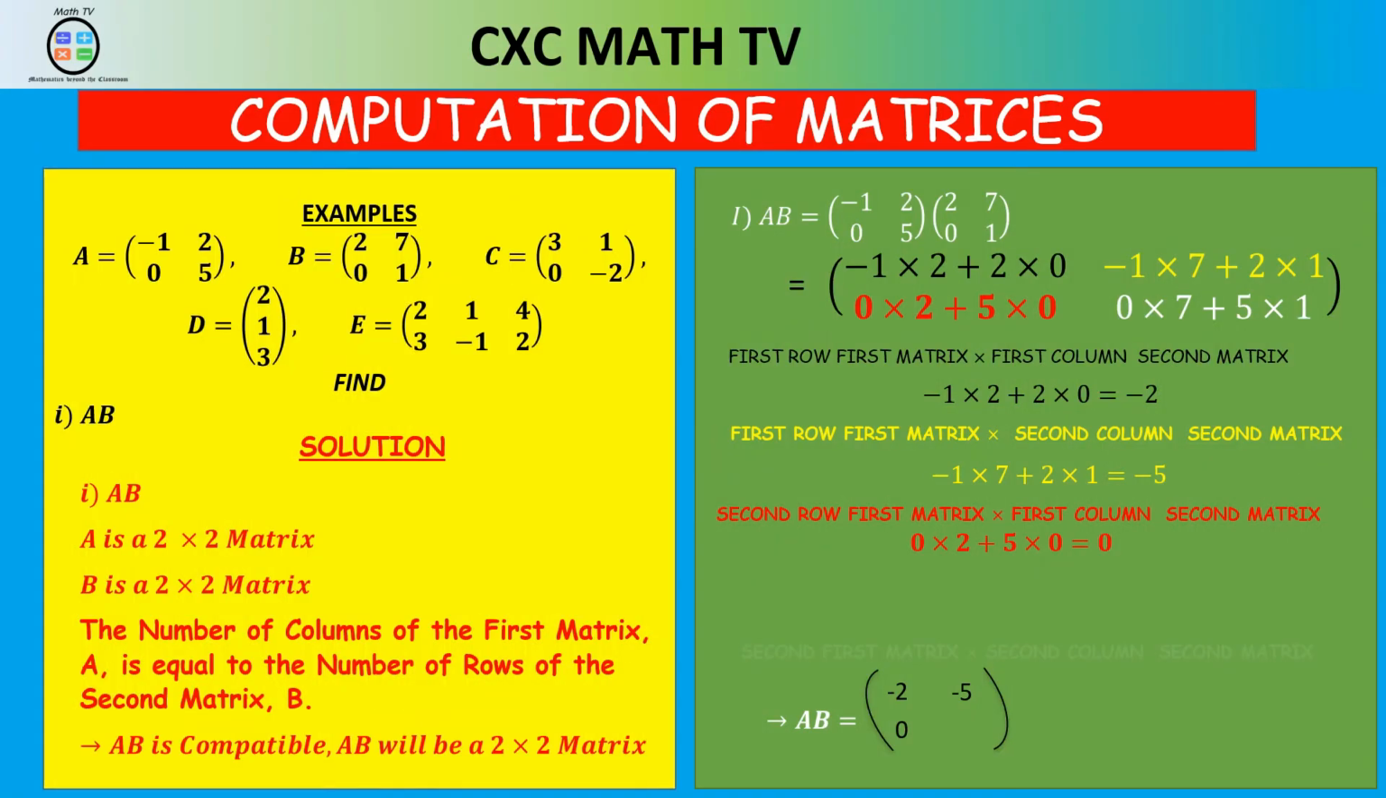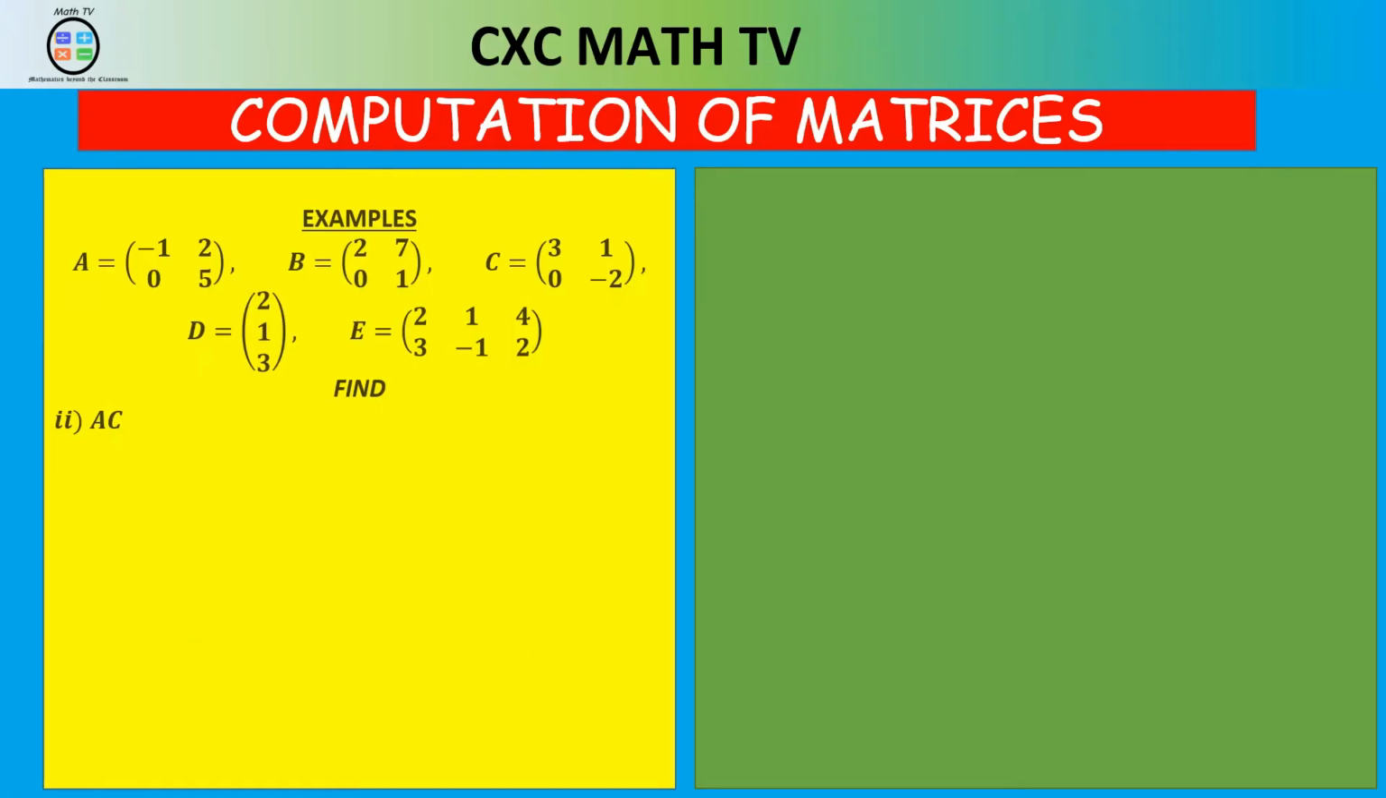Then finally we'll go second row times second column. Second row of the first matrix times second column of the second matrix. 0 times 7 plus 5 times 1. That works out to be 5. We did that in the color white. And so we put that in. And so the product A times B is negative 2, negative 5, 0, 5. That is how we multiply two matrices. So go ahead and attempt this question. Using that same principle, work out the product of A times C.